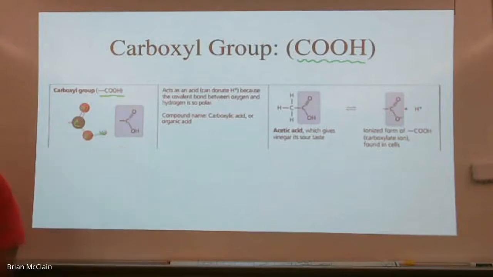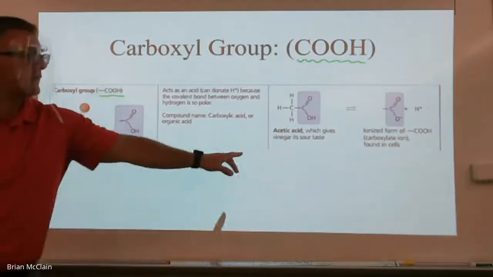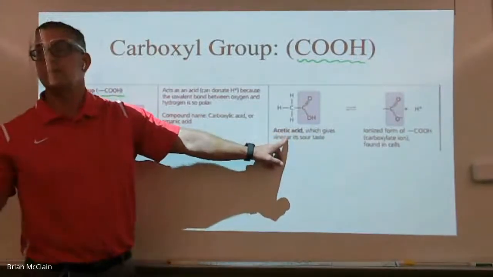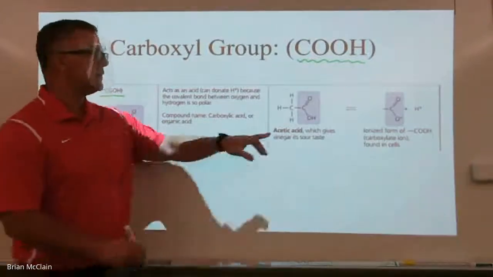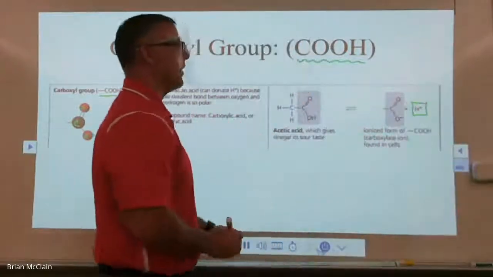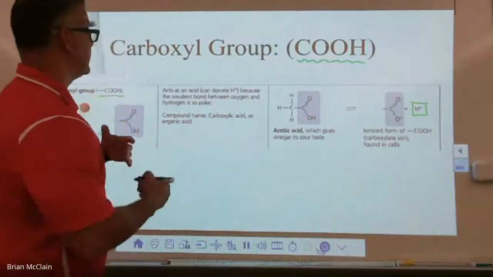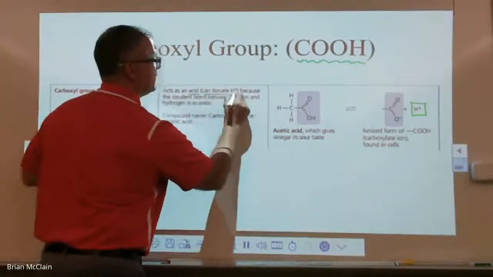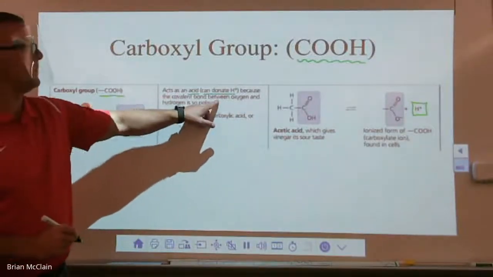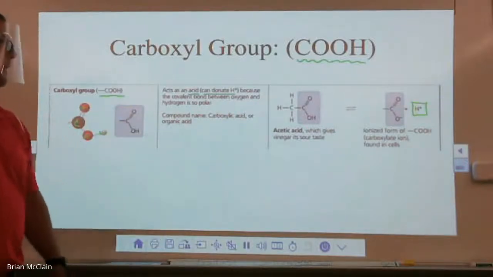So we see carboxyl in a variety of different molecules. You'll see it whenever we start looking at the fatty acids, for example. You'll see a component on there where there's a carboxyl component. And the hydrogen, if we look at this picture right here, this image is showing us acetic acid, which the name in and of itself indicates it's going to donate hydrogens. So when we look at this and we have the release of the hydrogen coming off of there when it's ionized, what that means is it's going to act as an acid because it can donate hydrogen. Okay? And it says that happens because the covalent bond between oxygen and hydrogen is so polar. So those are some examples.